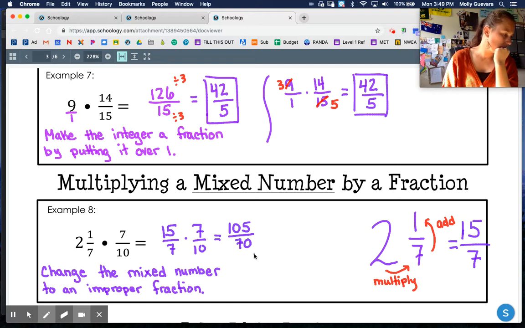And I see that 5 goes into both of these. So let's see what that does for us. I don't actually have my calculator.